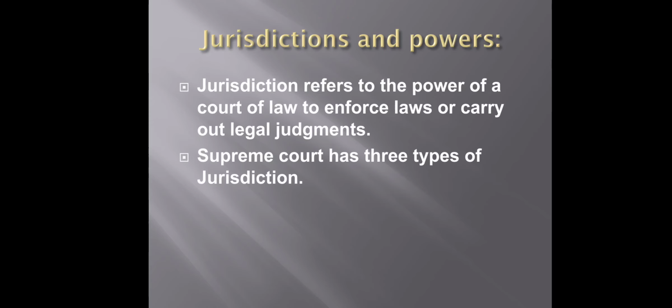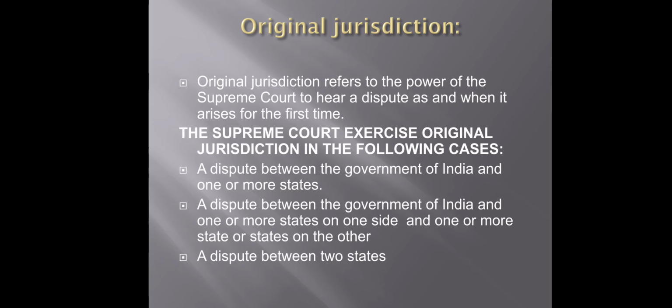Jurisdictions and powers. Jurisdiction refers to the power of a court of law to enforce law or carry out legal judgments. Supreme Court has three types of jurisdiction. Original jurisdiction. Original jurisdiction refers to the power of the Supreme Court to hear a dispute as and when it arises for the first time.